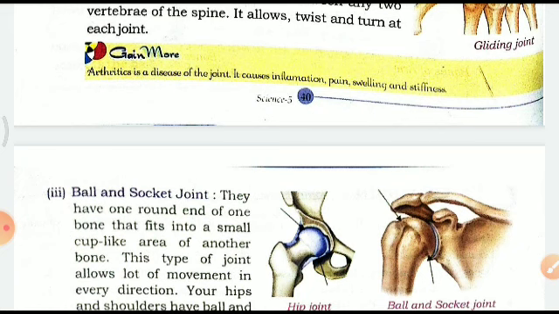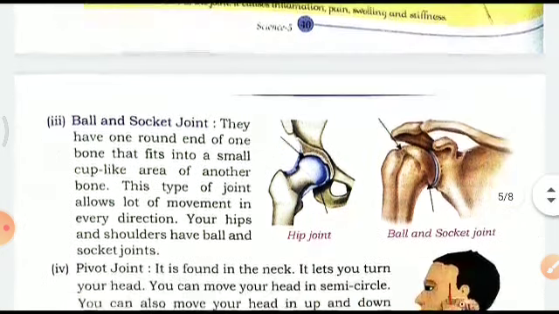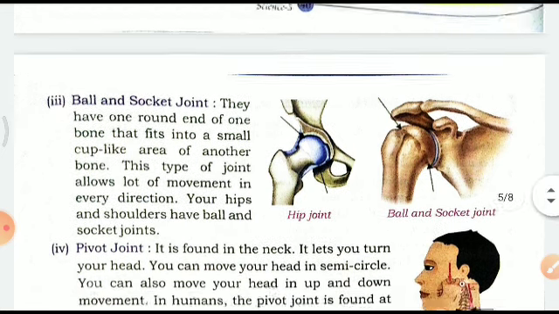Now, the ball and socket joint. It is in the hip region. One round end of one bone fits into a small cup-like area of another bone. This type of joint allows a lot of movement in every direction. Your hip and shoulders have balls and sockets, meaning it is found in the hips and shoulders.